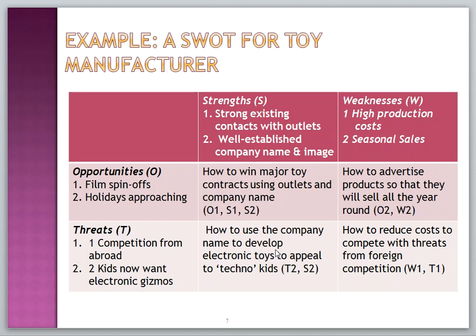If you define an objective in some way, your solution will come from this very early beginning of the definition. As suggested here, W1, the weakness of high production cost, and T1, threat 1, competition from abroad. How to reduce costs to compete with threats from foreign competition. That might be the objective, dealing with the weakness against the threat. How can we deal with this threat and this weakness together? So that might be our objective.